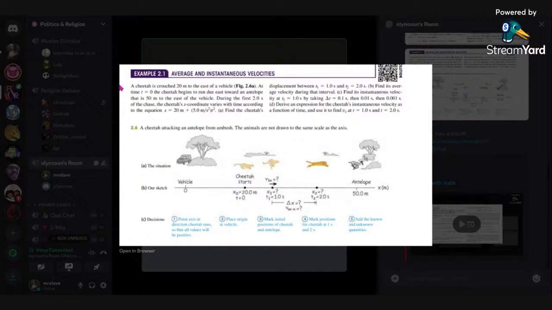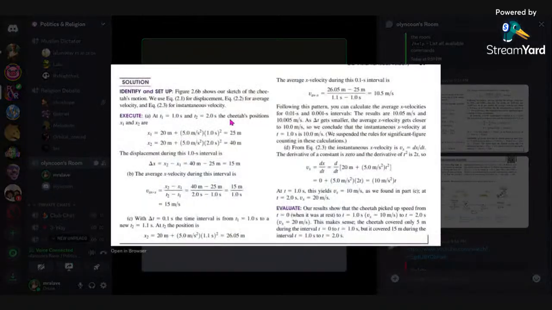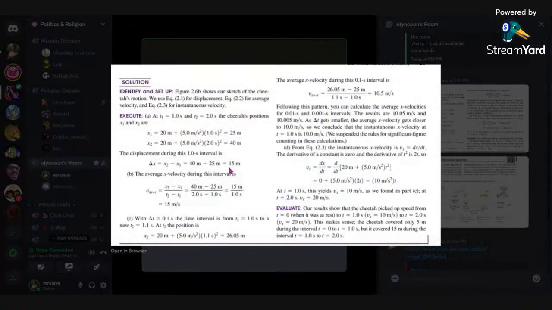Let's go back to what is given. Let me see what is given. So let's go back to the beginning. Figure 2.6b shows our sketch of the cheetah's motion. We use equation 2.1. So I guess equation 2.1 is here somewhere. So where's equation 2.1? It's just the equation for displacement.